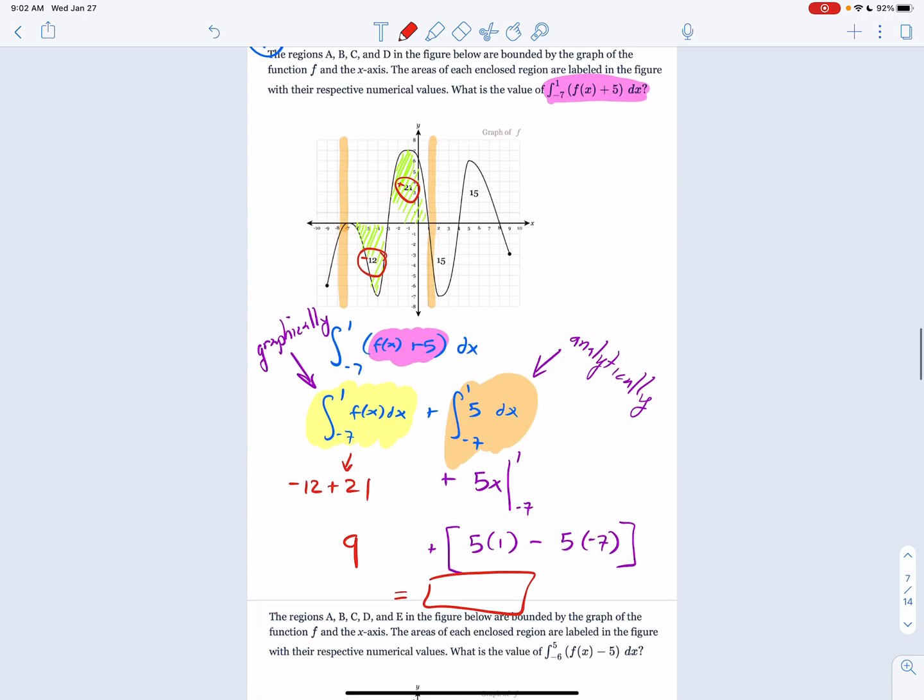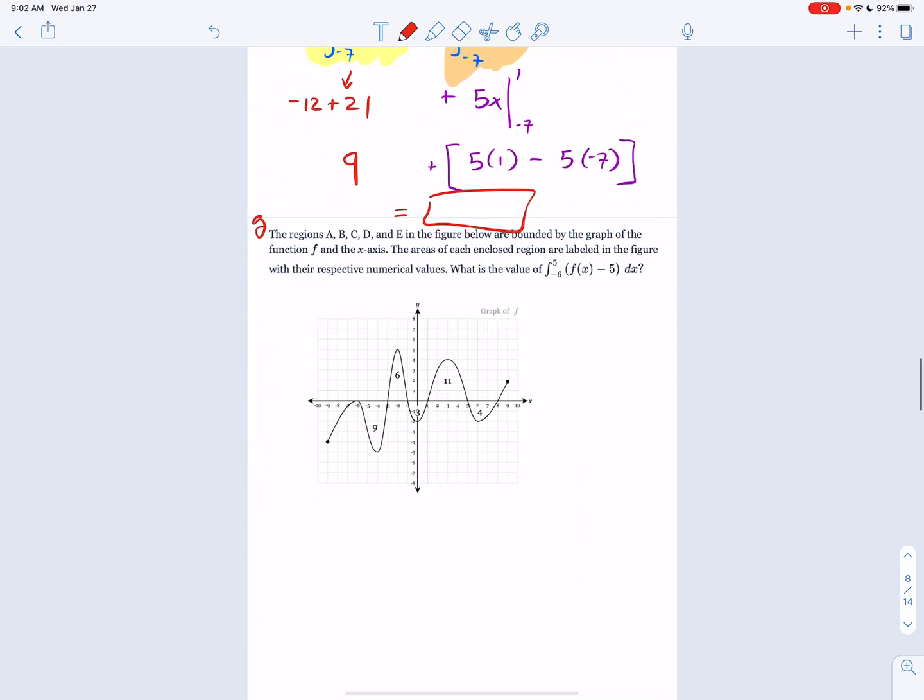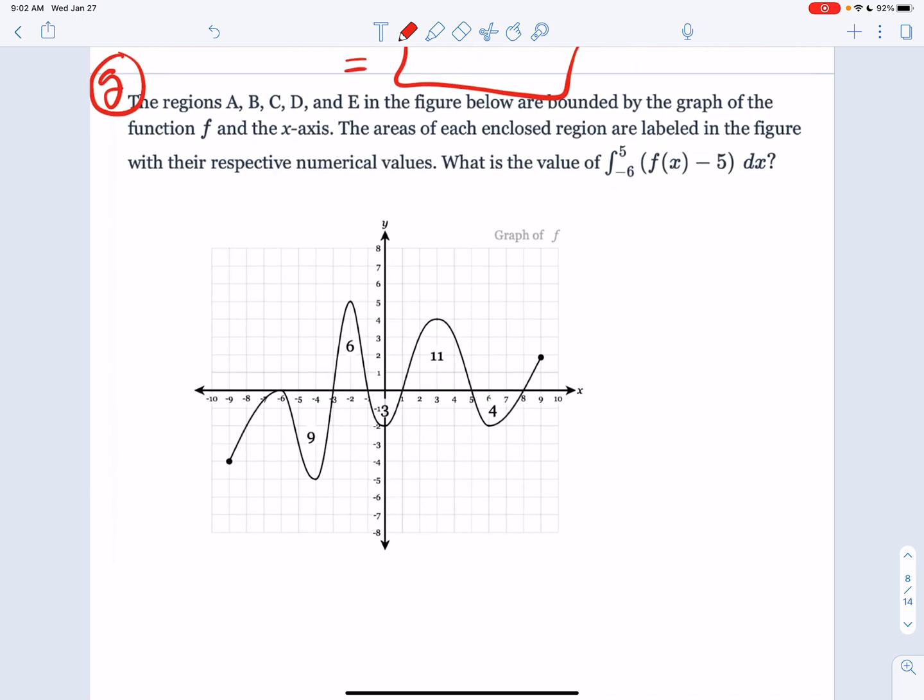Okay, so try this one out. Part G. Press play when you're ready.